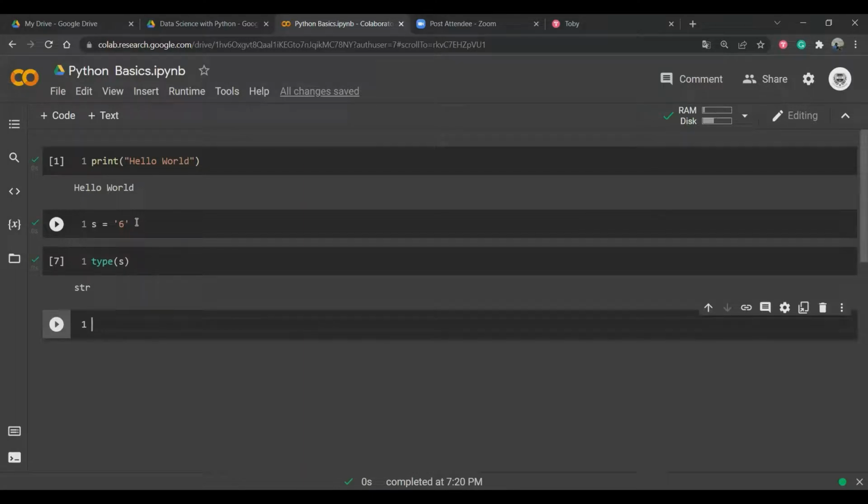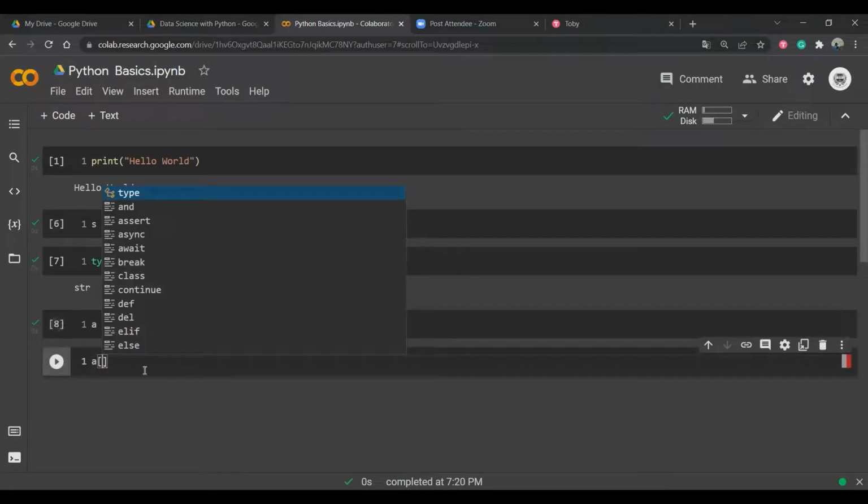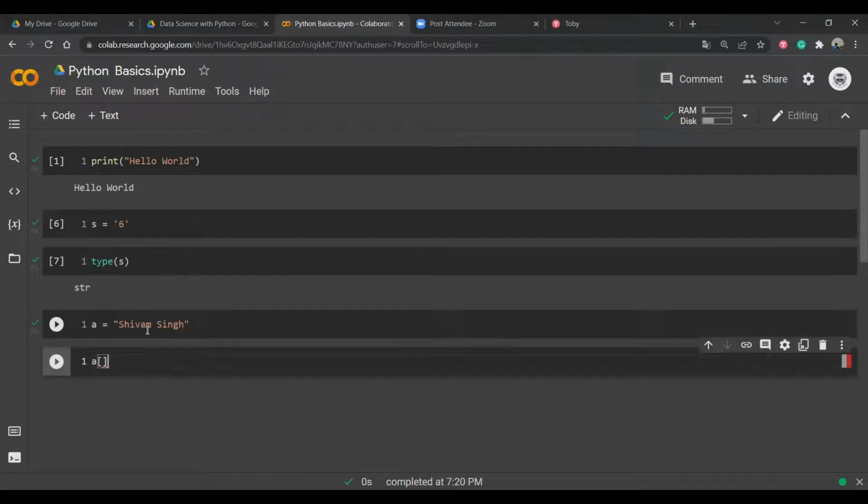Now in a string, we can even do indexing. Suppose I have Shivam Singh over here. Now I can perform indexing. All these values are stored in heap memory. All this, SHIVAM, then space, then SINGH, are characters, and these characters are stored in heap memory in the form of an array. This is how they are represented in heap memory.